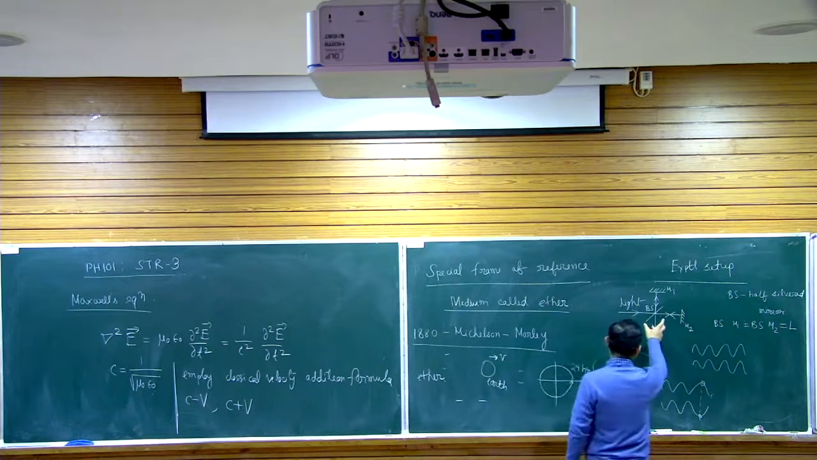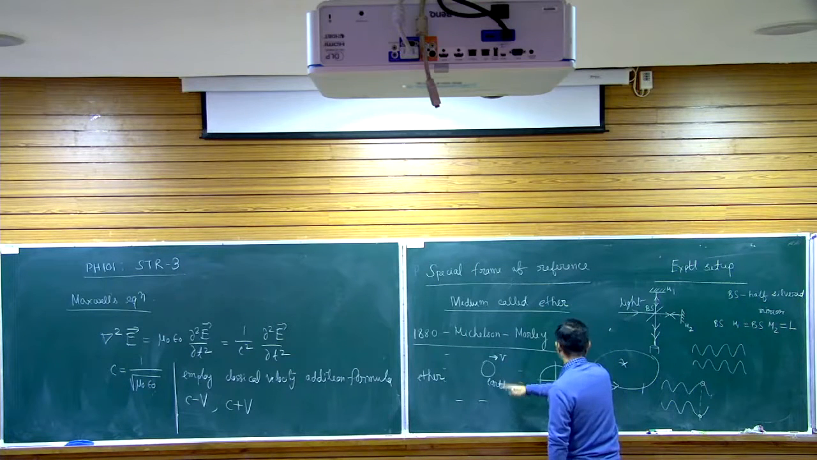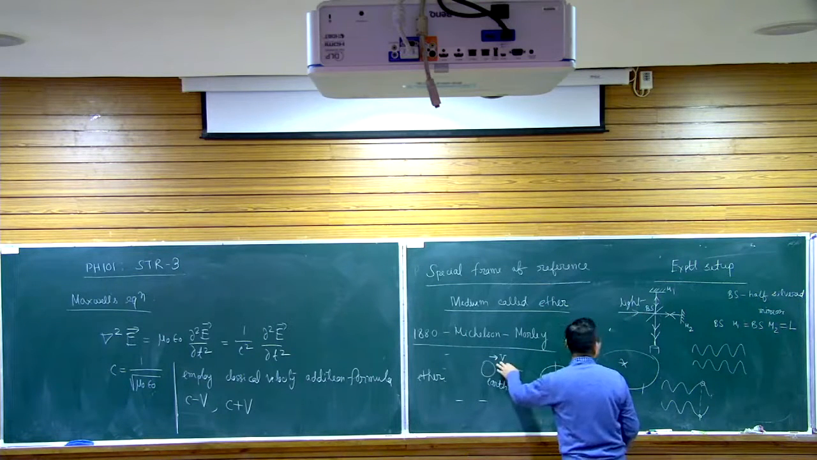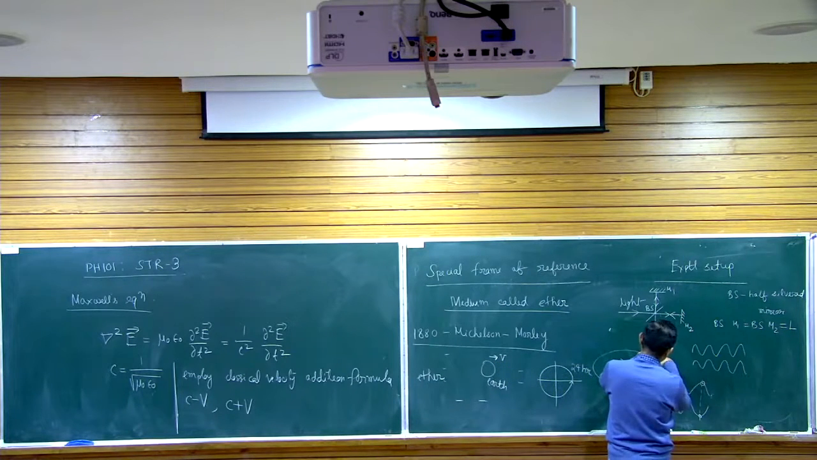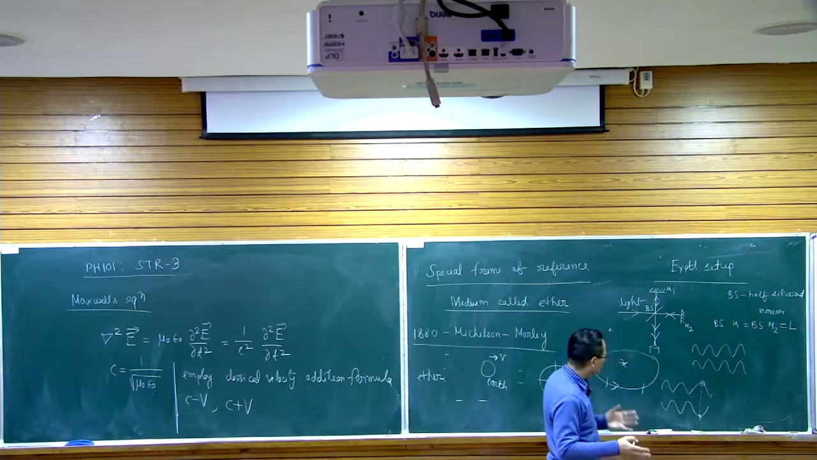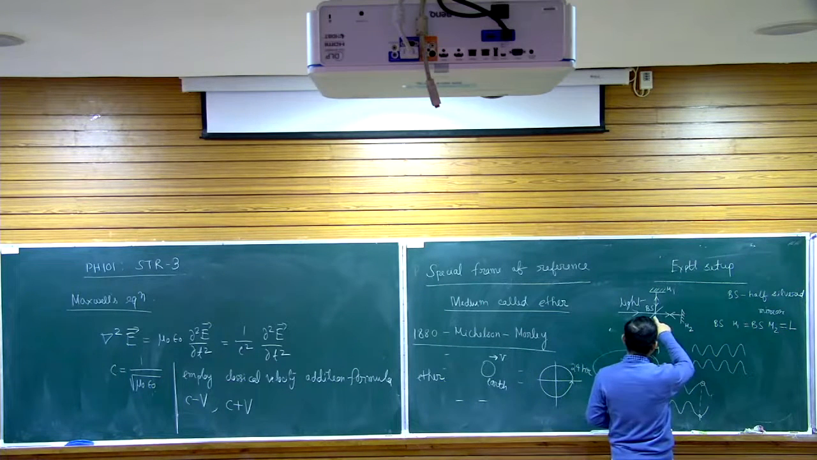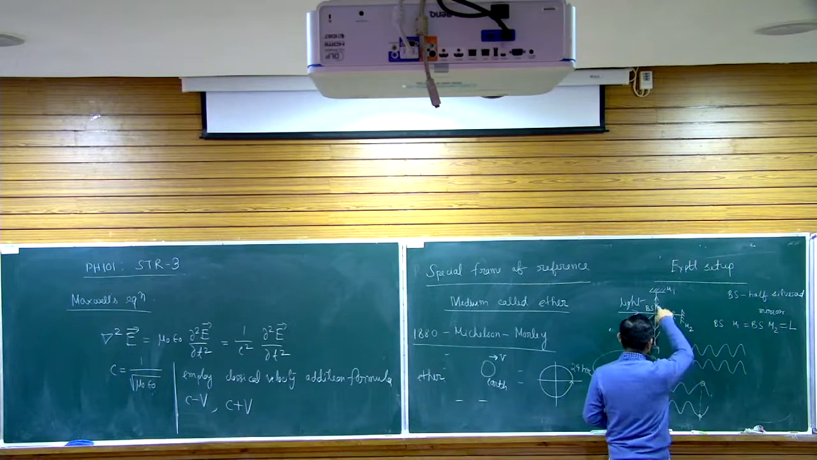But remember, this particular frame is attached to the Earth, and the Earth we are considering to be moving with a constant velocity v. But whether we will be getting a maximum signal or a minimum signal or in between maximum or minimum, that will depend on the time light is taking to reach here.